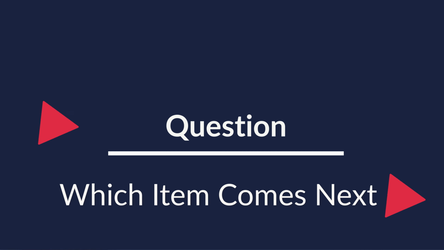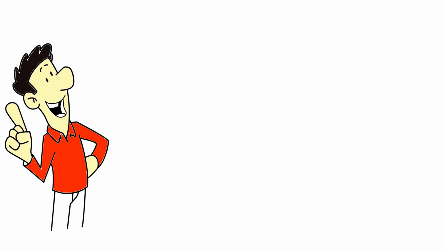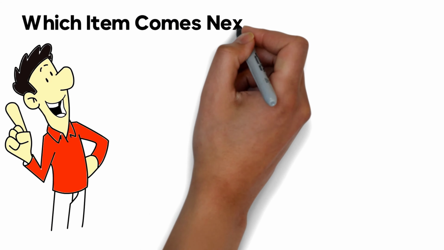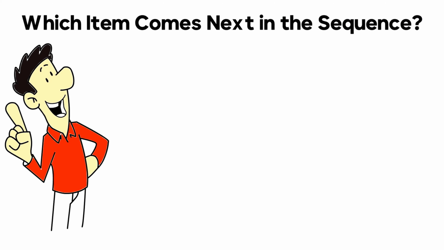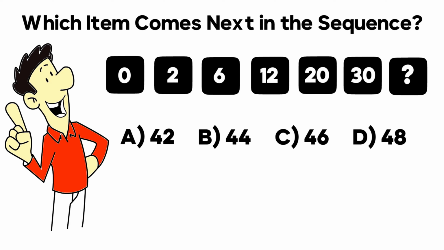Very frequently on the test, you might be asked to detect the pattern. In this question, we're being asked which item comes next in the sequence, and we're presented with the sequence of items. 6 items in the sequence are visible: 0, 2, 6, 12, 20, and 30. And the next item is missing. And you're being asked to select one of the 4 following choices.